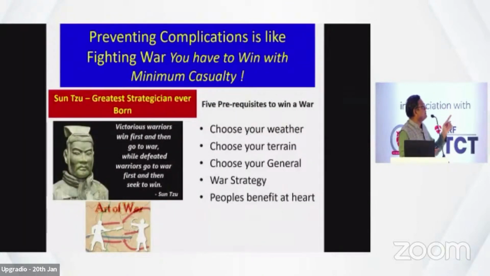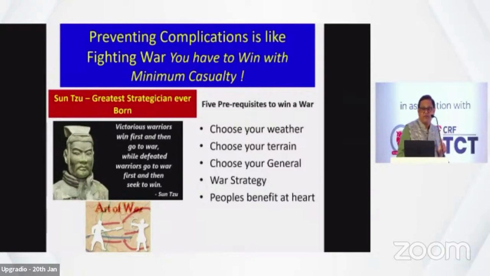Now, as I said, preventing complications is like fighting a war. So you have to win with minimum casualty. And as I said, you are like a fighter pilot. The only difference between you and a fighter pilot is that once the pilot is in the jet fighting, his life is at risk. Here, the patient's life is at risk. So that is the only difference. Otherwise, similarities are there between you.